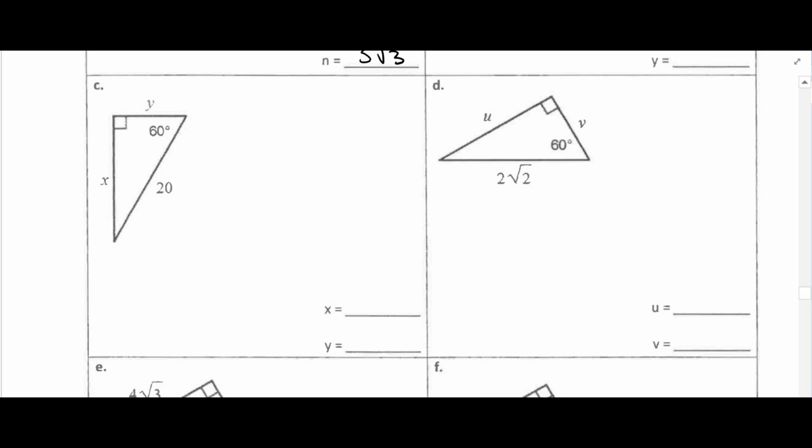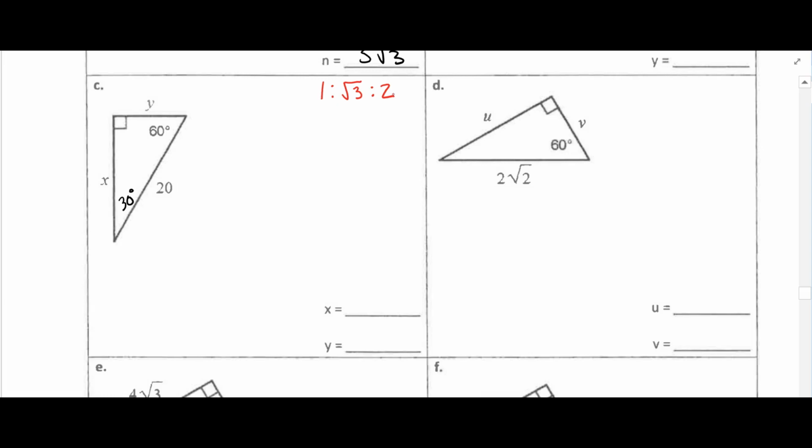Looking at our picture, I see it's a right triangle, and I see that one of the acute angles is 60 degrees, which means the other one has to be 30 degrees, because the three angles of any triangle add up to 180. So I do have my 30, 60, 90, and I know that the ratio of the sides in a 30, 60, 90 is 1 for the short leg, √3 for the long leg, and 2 for the hypotenuse.